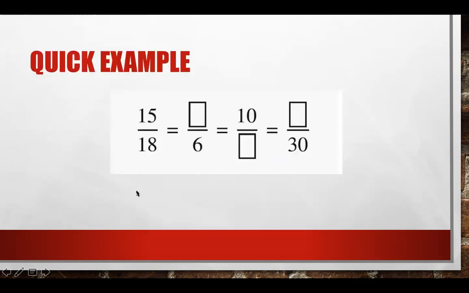So let's try it. Here's a quick example. We see there's a relationship between 18 and 6, but there's a blank one here. Okay, so I know that 18 is a multiple of 6. What times 6 gets me 18? 3. 3 times 6 is 18. And so whatever I do to one part, I need to do to the other. So 18 divided by 3 gets me 6.